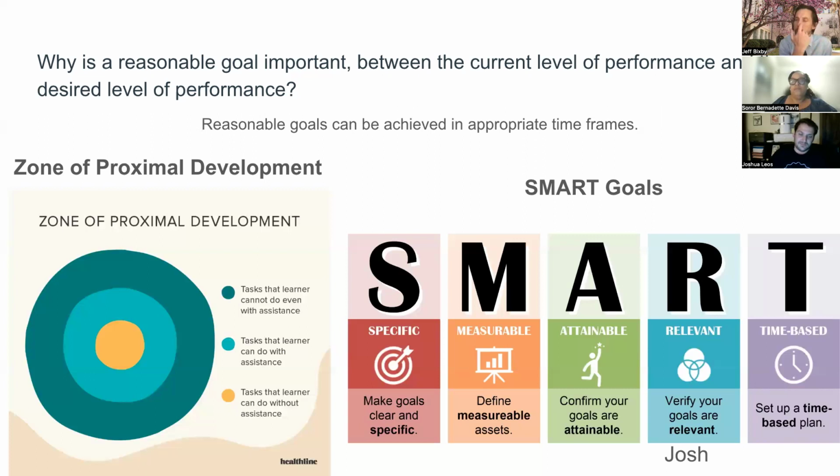Yeah, so I don't know about you, Bernadette, but when I looked at this particular question, I also thought about SMART goals. I looked at reasonable, and that was to me a synonym for attainable. I don't know if you had the same reaction.